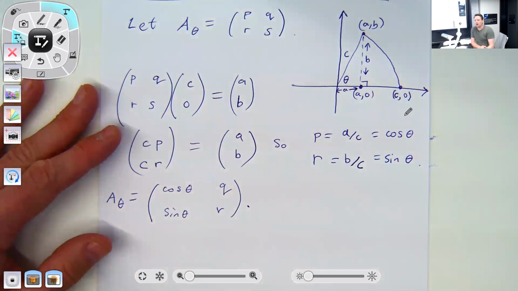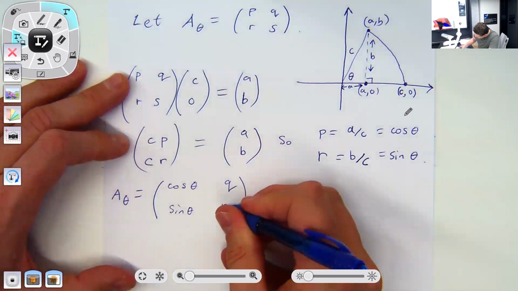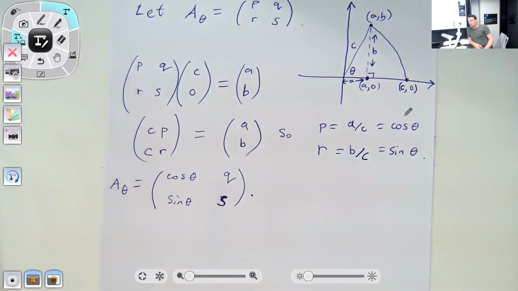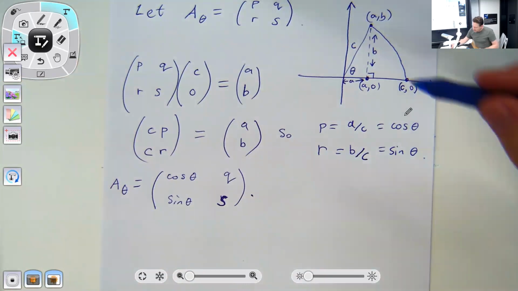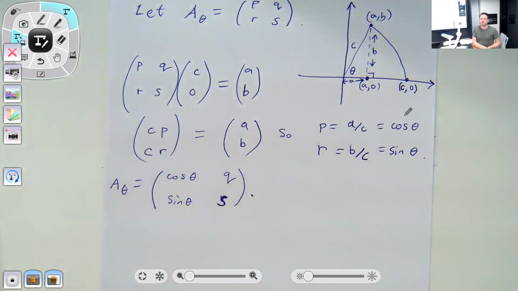Now I don't want to draw a new diagram, but I really do want Q and S. Hang on, that's not Q and R, it's Q and S. So what I'll do now is rotate back from AB down to C0. But if I'm rotating back, then I'm rotating by an angle of minus theta.